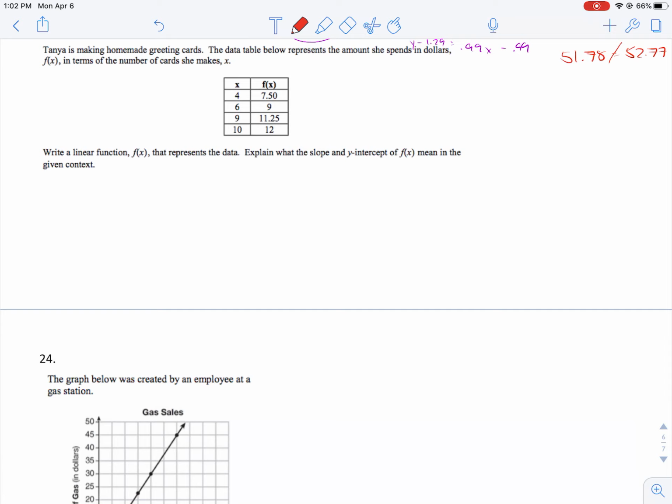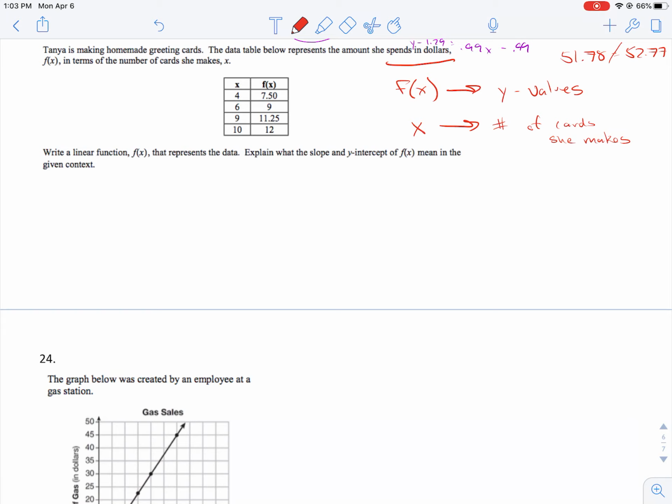Tanya is making homemade greeting cards. The data table below represents the amount she spends in dollars, f of x, in terms of the number of cards she makes, x. Right? So the amount she spends in dollars is your f of x. And don't forget, f of x is just a fancy way of saying y. Got the hiccups. All right, so x is the number of cards she makes.